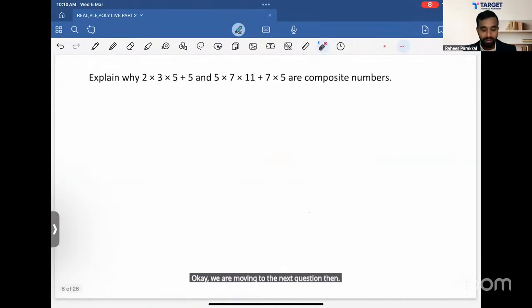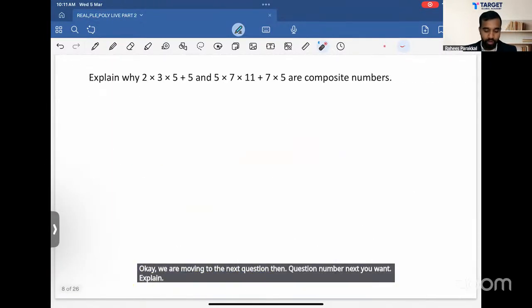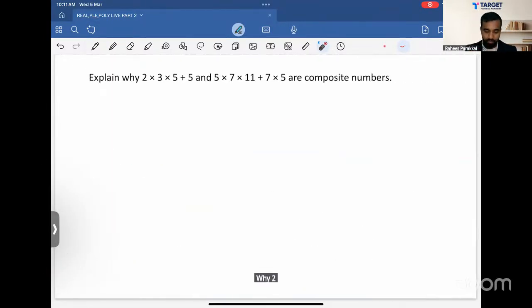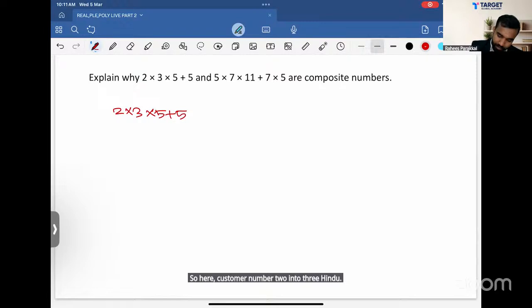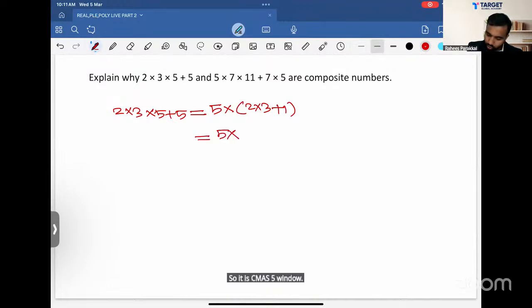Next question: explain why 2 into 3 into 5 plus 5, and 5 into 7 into 11 plus 7 into 5, are composite numbers. So here, first number 2 into 3 into 5 plus 5. Here 5 is common, so 5 into (2 into 3 plus 1). 2 into 3 is 6, 6 plus 1 is 7.